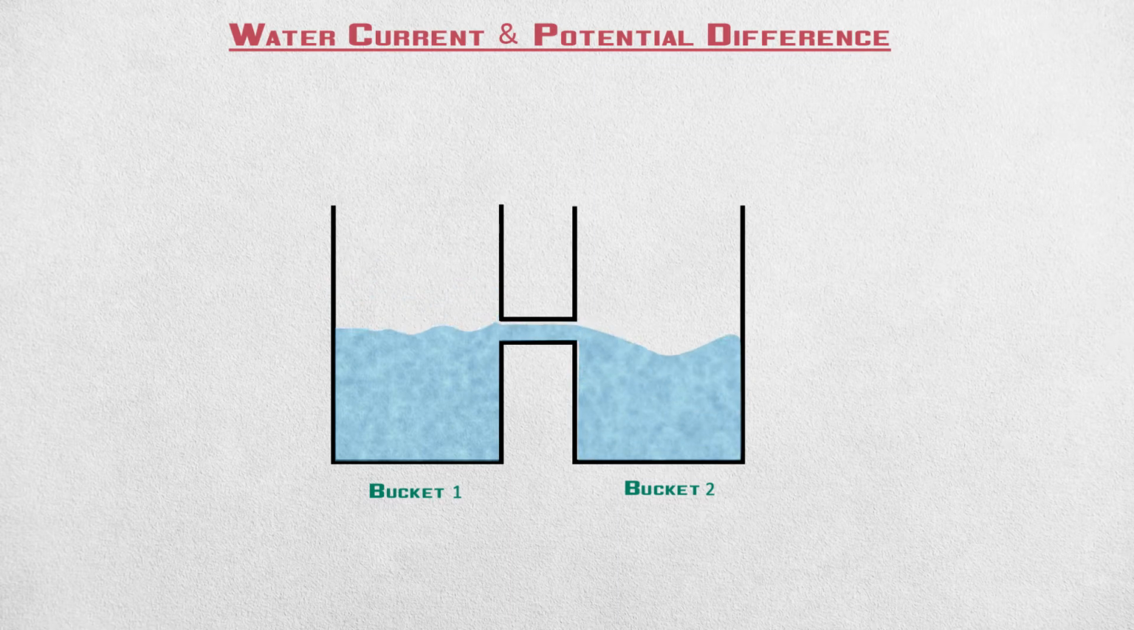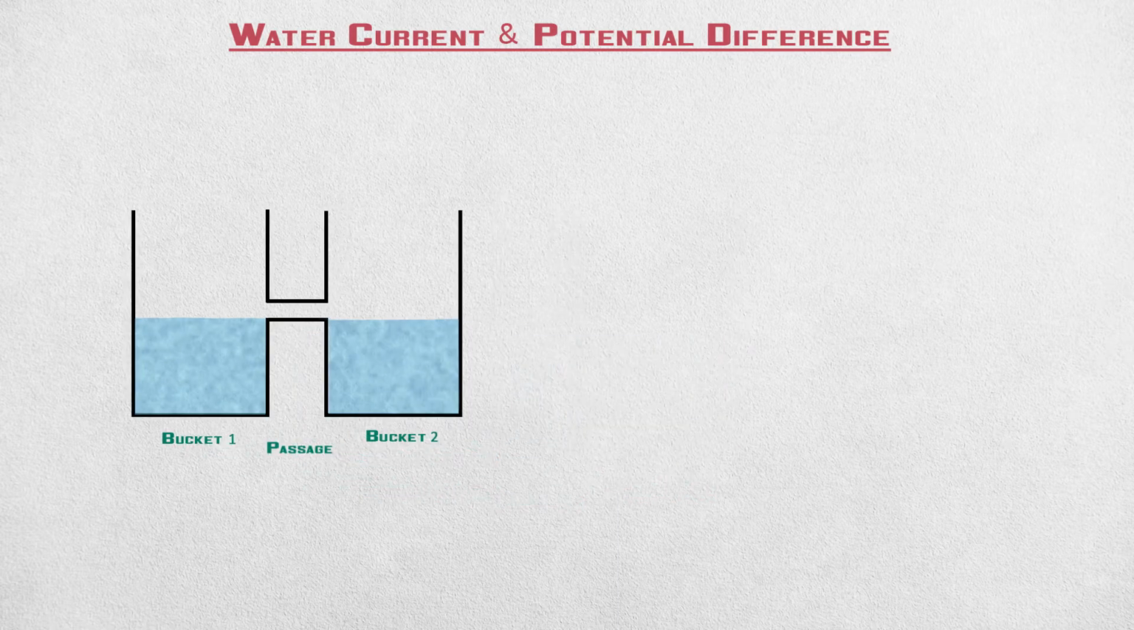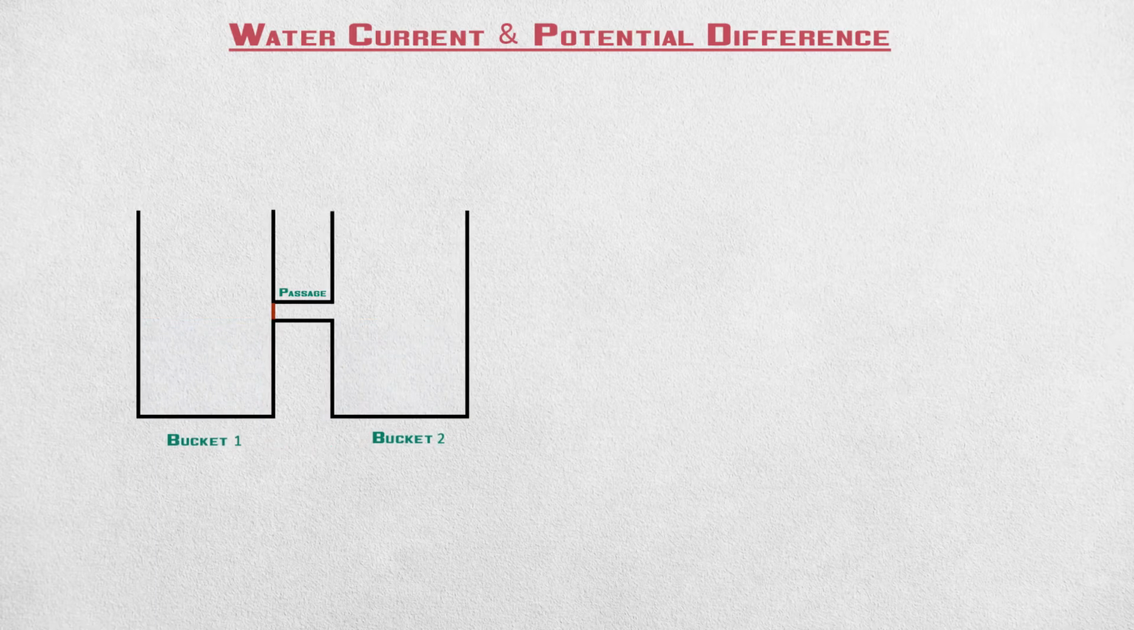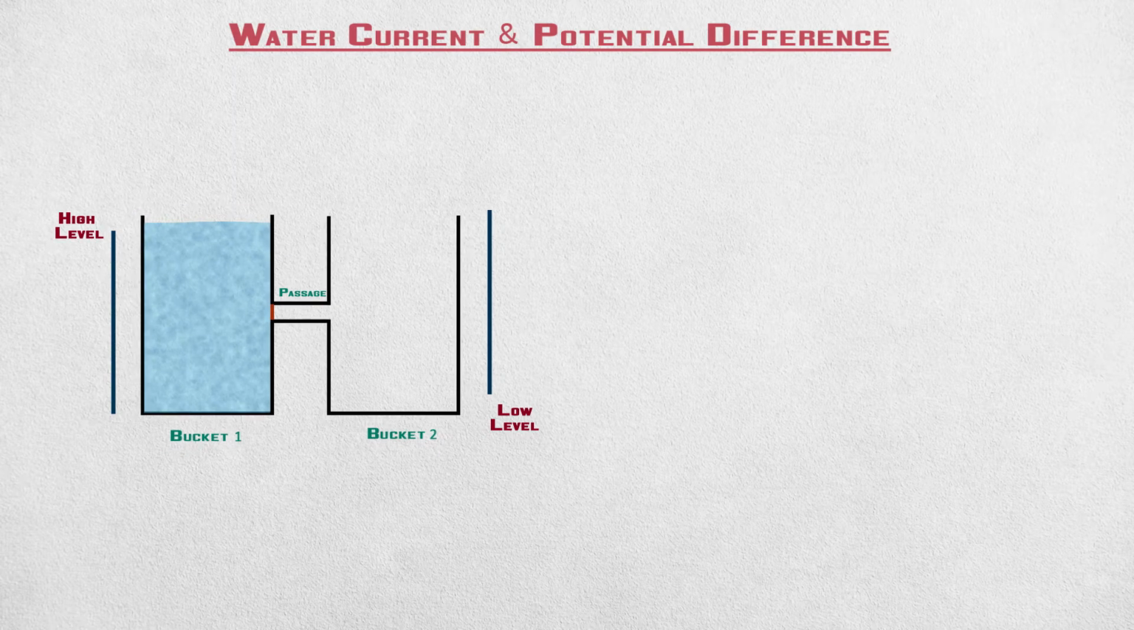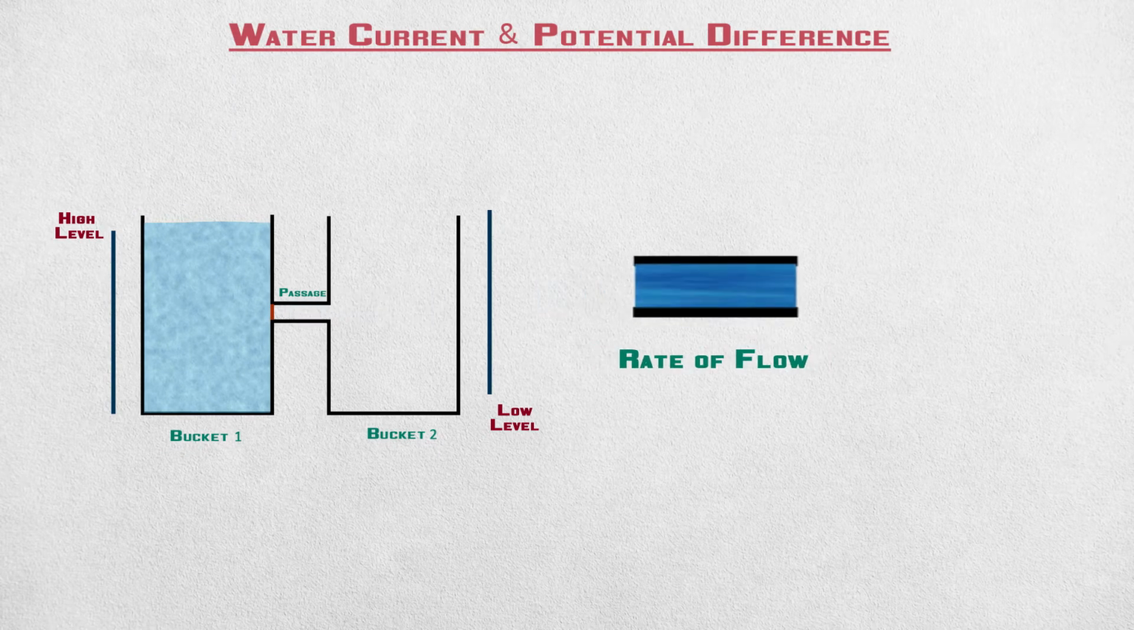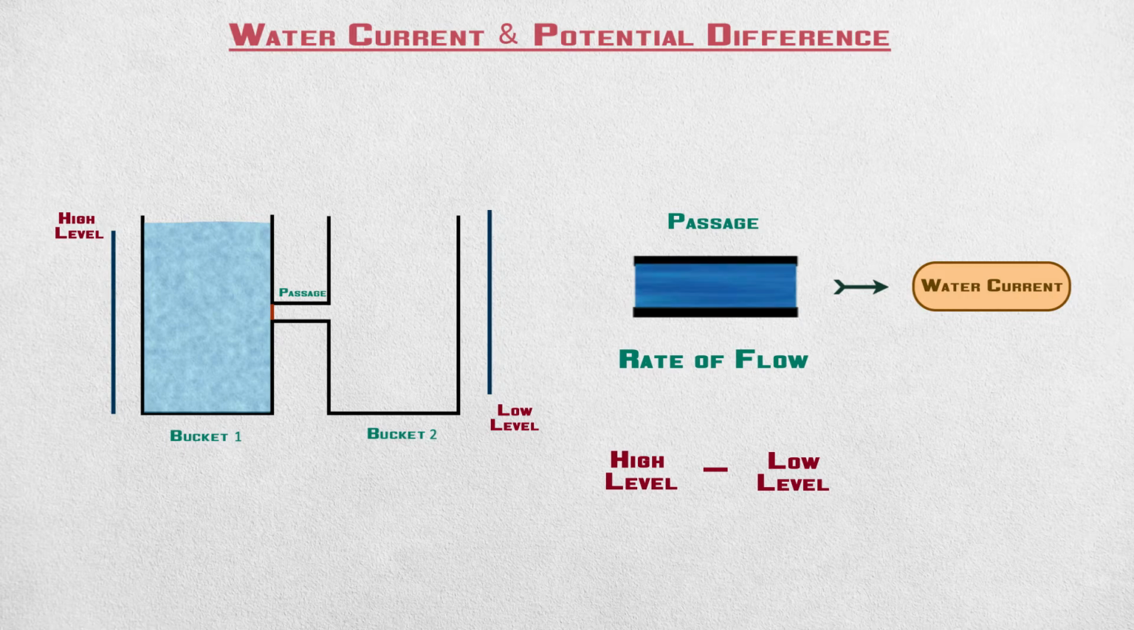Then, the water flows from bucket 1 to bucket 2, through the passage, until the water levels become equal in both buckets. By observing this experiment, we can say that the water was flowing because of the difference in the water levels, or the potentials of the two buckets. This rate of flow of water across the passage is called the water current across the passage. And the water level difference between the two buckets is called the potential difference.